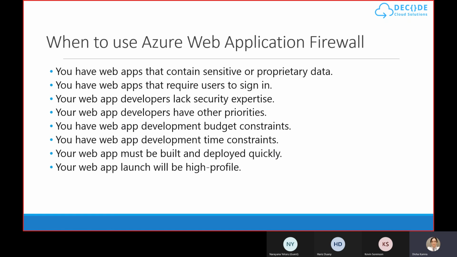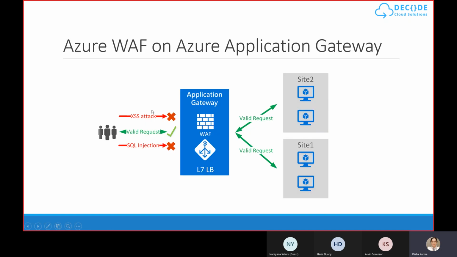So this is what we have covered till now: what it is, how it works, and when it has to be used. But let's take a look at three different kinds of services. One is Azure Application Gateway, then Front Door, and the last one is the CDN, which is the content delivery network. So first things first, the Azure Application Gateway.